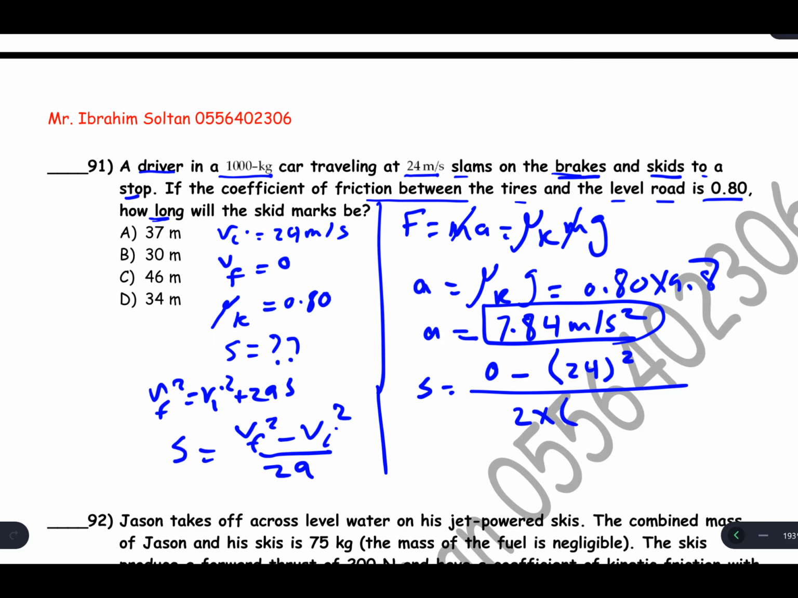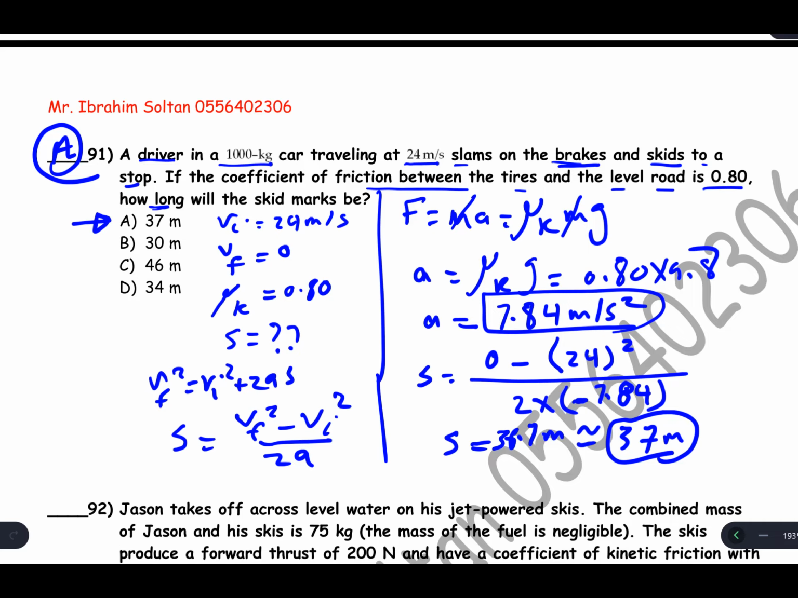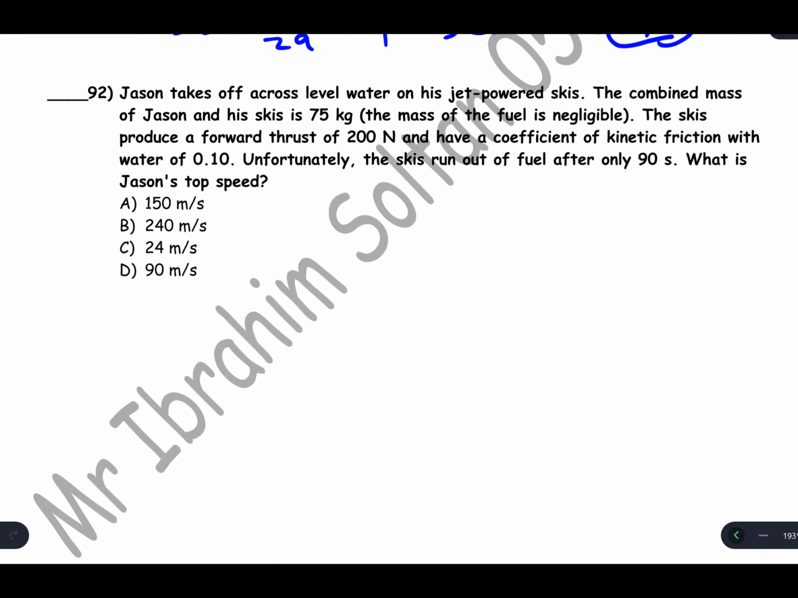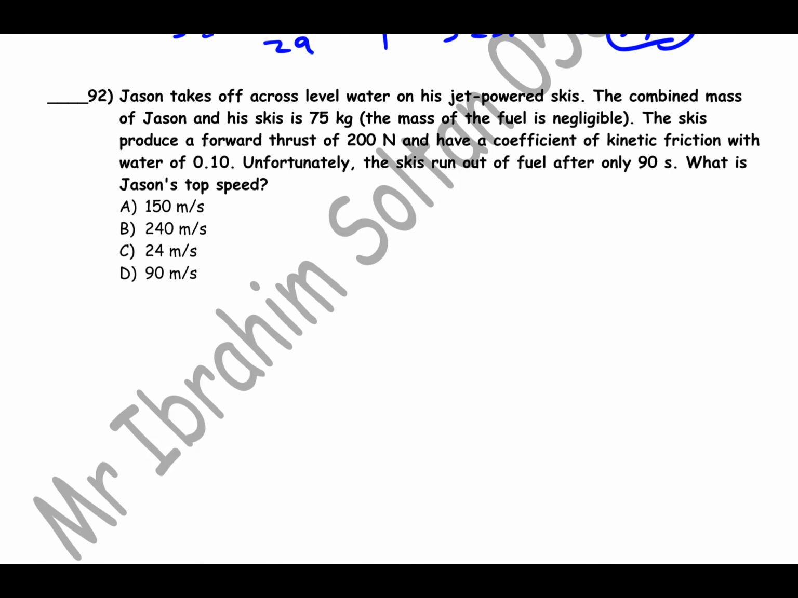My 2 times, it is deceleration, so you will use the negative sign, 7.84, right? So S equals, let's use the calculator, 36.7 meters, approximately 37 meters, guys. The answer is letter A. Let's go to the next.